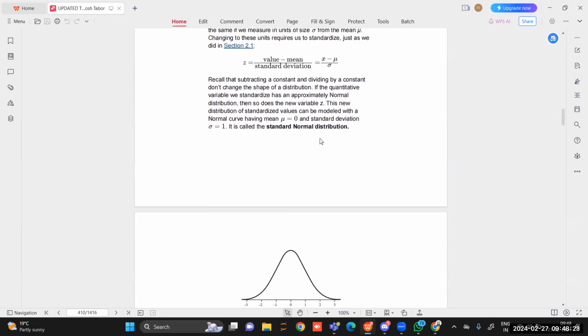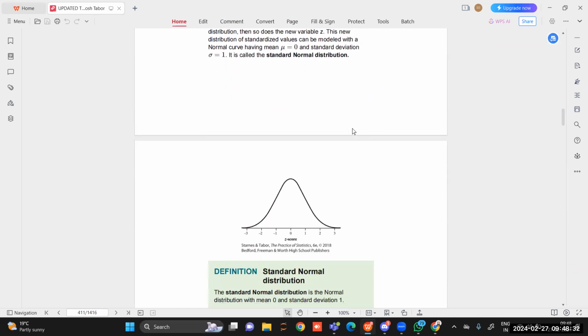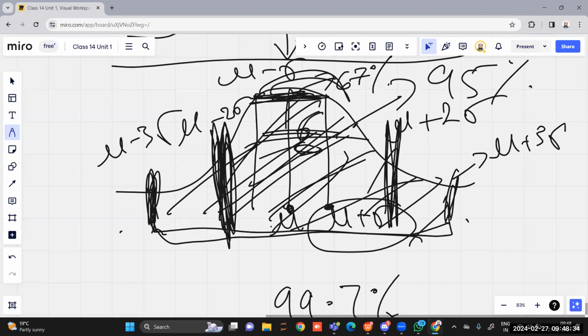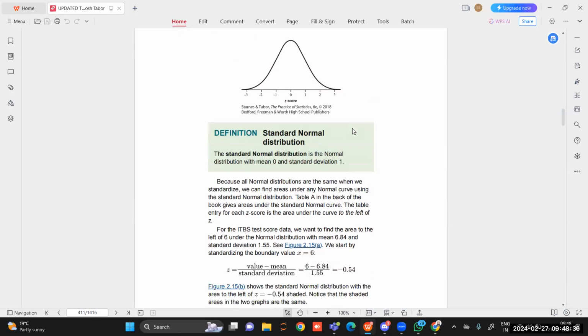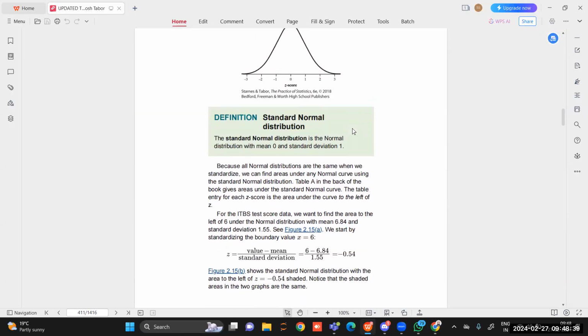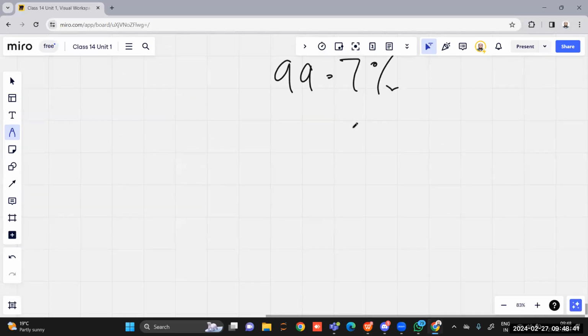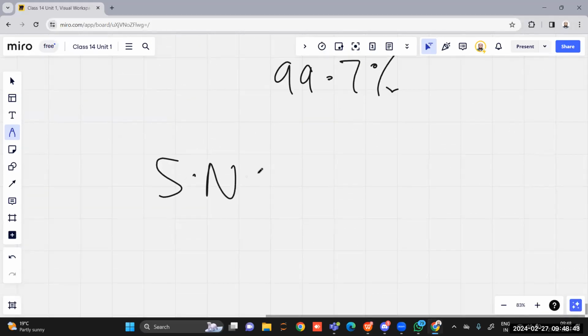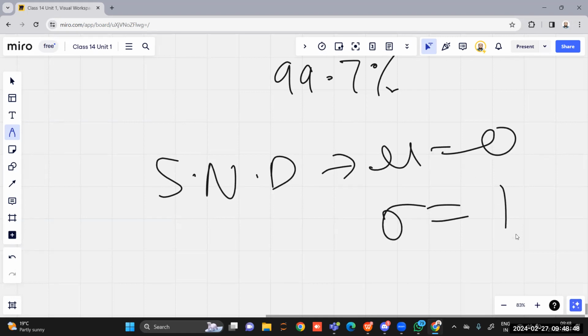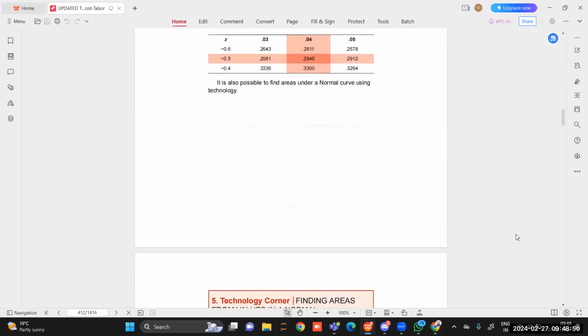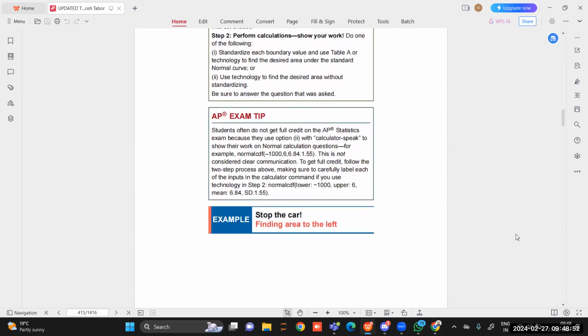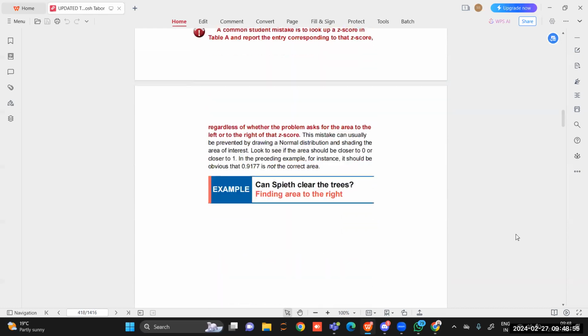Then comes again the standard normal distribution. If we subtract the mean from the value and divide by the standard deviation, then it's known as standard normal distribution. Means if we are plotting all the values with standardized data, I'll explain this tomorrow. For standard normal distribution, the mean is 0 and the standard deviation is 1. Then there are different sums.